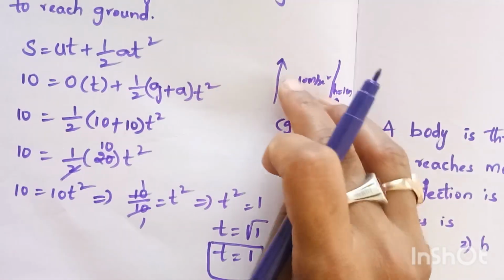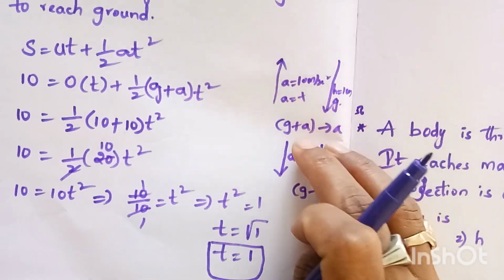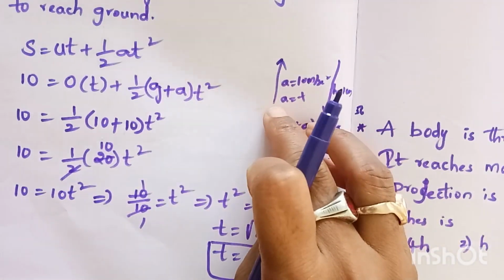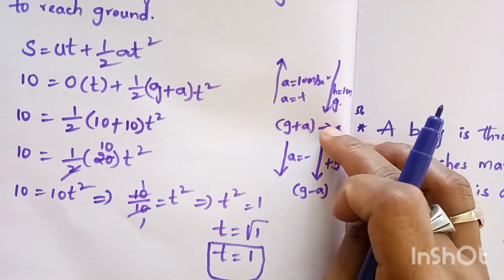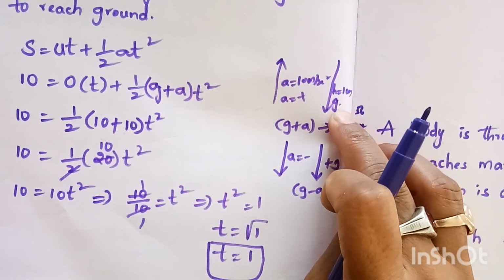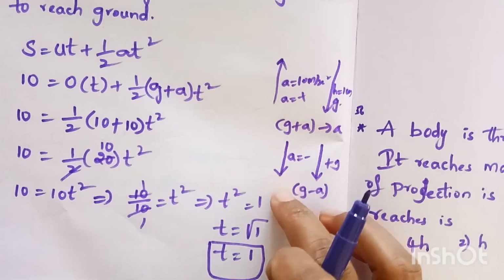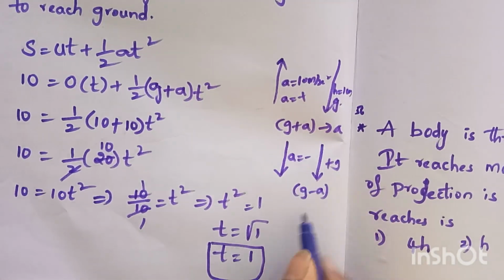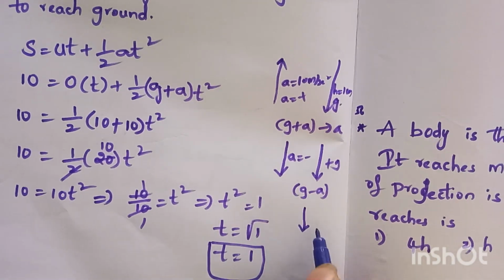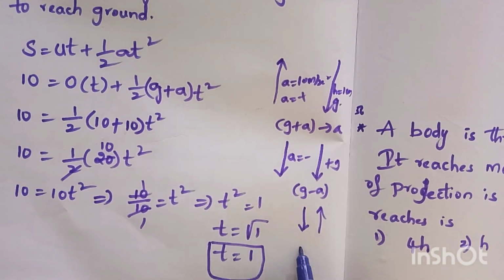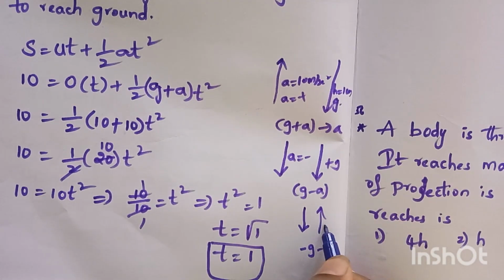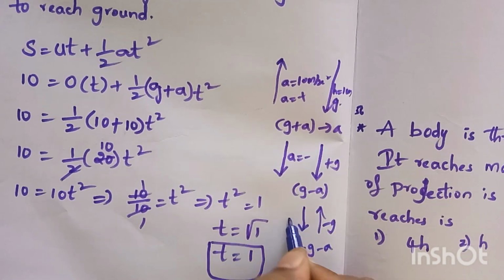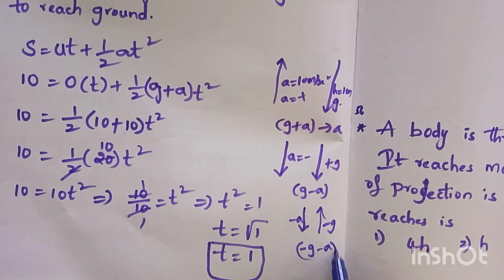For an upward direction the acceleration will be positive, and for the downward motion the acceleration will be negative. So for upward acceleration and a downward stone, we take g as downward, plus g, so g plus a. Two downward means g minus a. Suppose one is downward and one is upward, it means minus g minus a. Why? Because for an upward motion it is minus g, and for downward motion a is minus a, so g minus a.